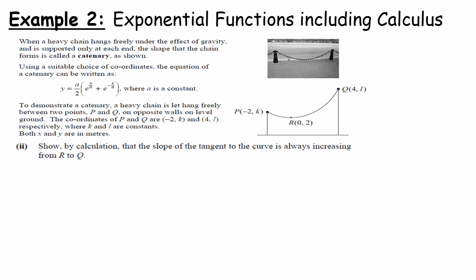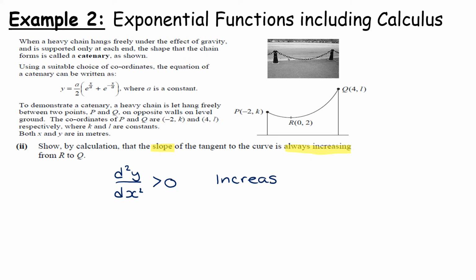So part B, part 2: show by calculation that the slope of the tangent to the curve is always increasing from R to Q. So this is an interesting one, and it's quite tricky to understand what they're asking, but the maths behind it is quite straightforward. They're asking that the slope is always increasing. If we were talking about the function itself increasing, we would be talking about slope, i.e. the first derivative. But we're asked about the slope increasing.